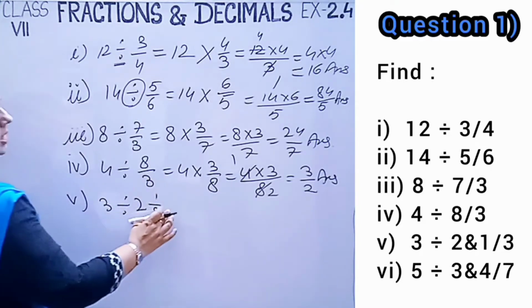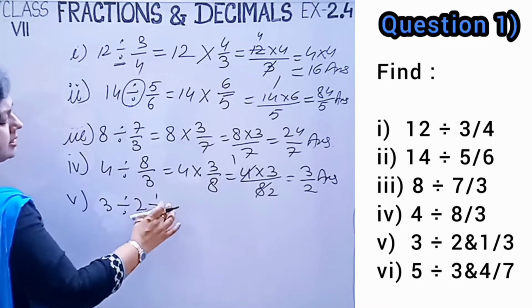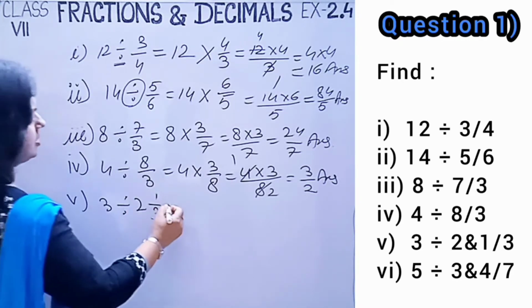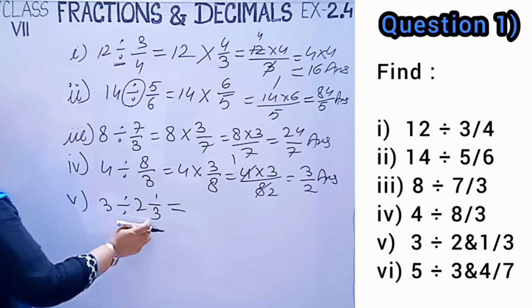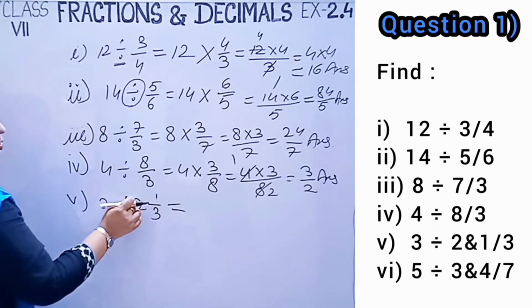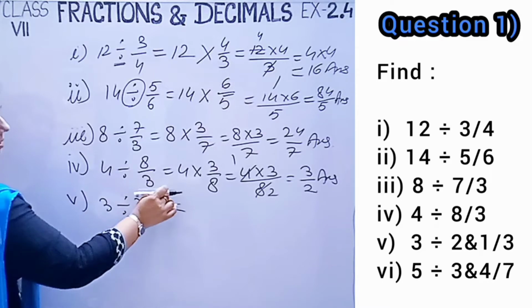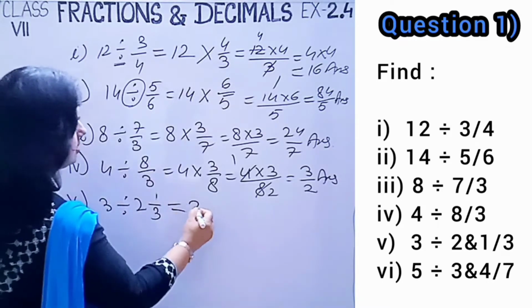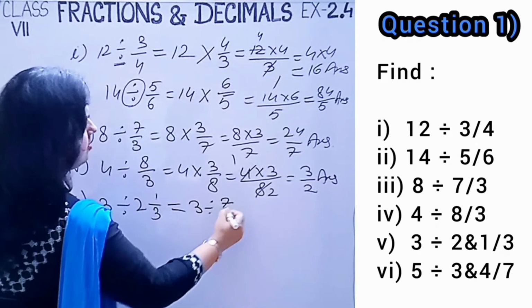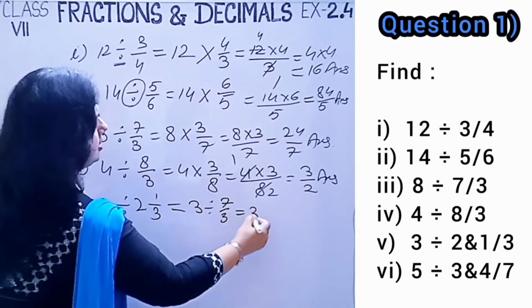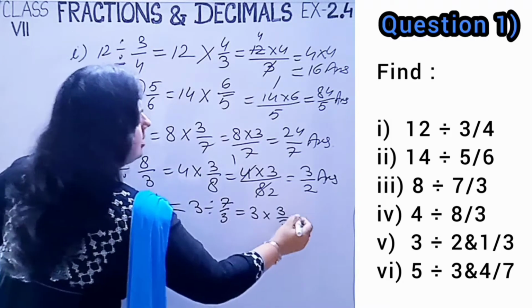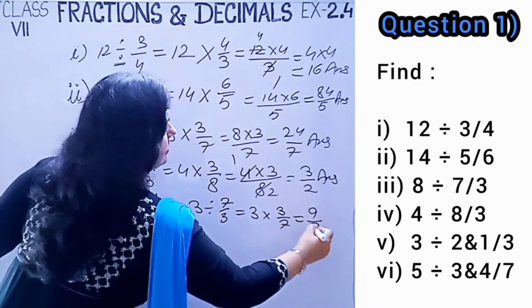Answer. Fifth part. 3 divided by 2 and 1 by 3. So we have already learned how to change this mixed number or mixed fraction into improper fraction. So we have to multiply 3 with 2. After that we have to add 1. It means 3 2s are 6, 6 and 1, 7. So 3 divided by 7 upon 3. Now 3 into 3 upon 7. So 3 into 3, 9 upon 7.